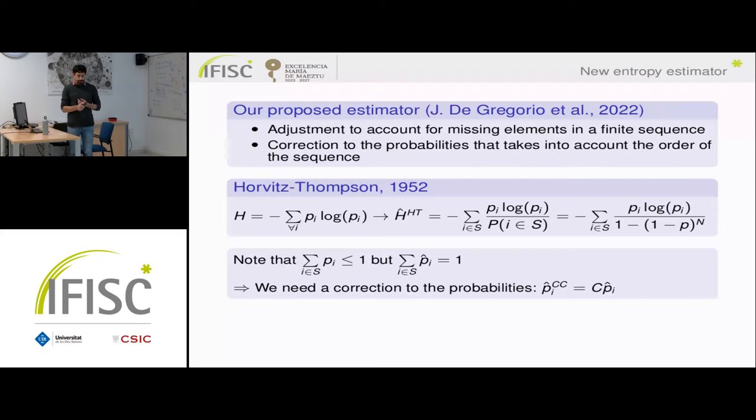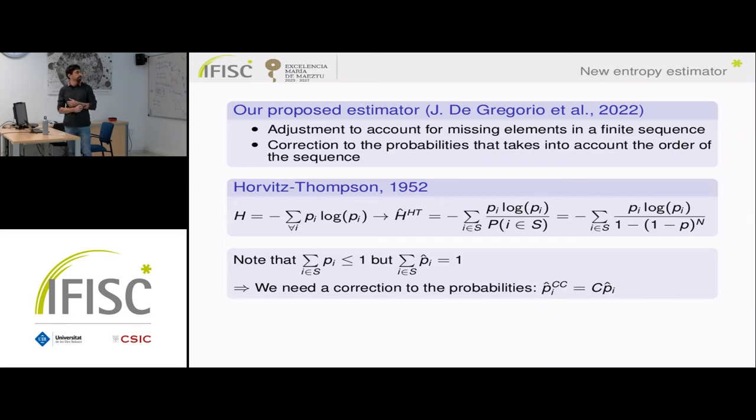So to this list of estimators, we thought of adding a new one, which was published a couple of months ago in Chaos, Solitons, and Fractals. And the main idea behind this is to make two corrections to the usual formula for the entropy. One is an adjustment to account for the missing elements in a finite sequence. And the other is a correction to the probabilities that takes into account the order of the sequence.